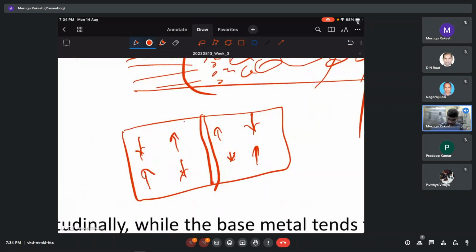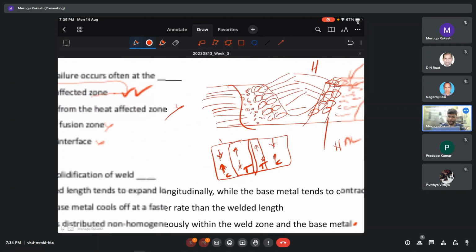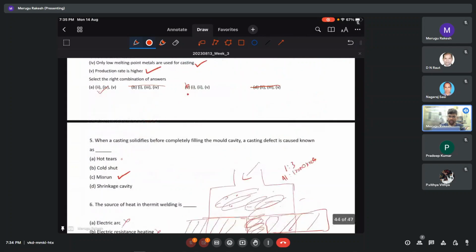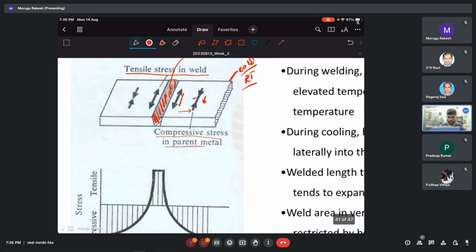So this length tries to shrink, and due to this shrinkage tensile stresses develop, and then the sheet tries to expand. That's why these compressive stresses are generated in the sheets. Yeah, I hope that is clear. This is tensile, this is compressive. So the correct option will be D, because weld length tends to contract while the base metal tends to expand longitudinally. So let us quickly go through this.